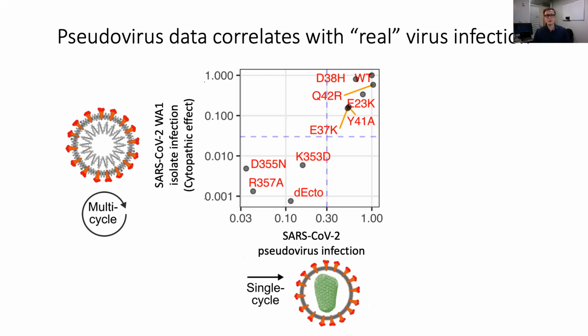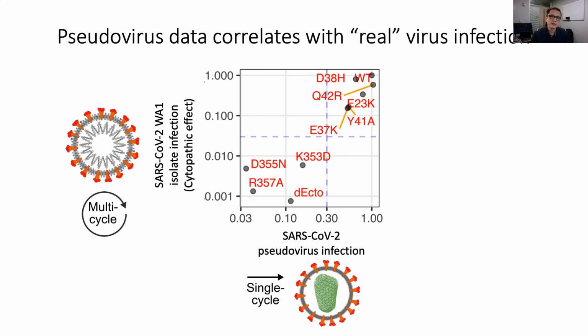But this is single cycle pseudovirus infection, and is it even reflective of real virus infection? Well, so far, I think the answer ends up being a more or less yes, as we took these same cells and challenged them with the SARS-CoV-2 WA1 isolate from Seattle, and these results corresponded pretty well. So ACE2 variants that supported pseudovirus infection also supported real virus infection, as observed by the data points in the top right part of this plot.